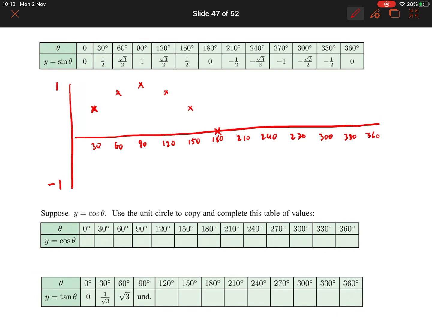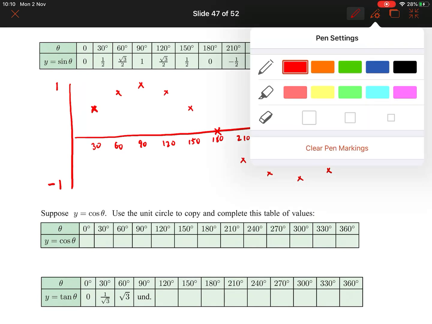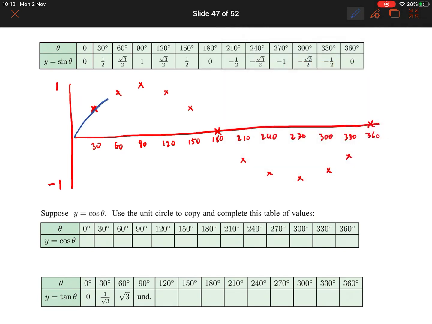You can see what's happening. Sine of 180 is 0. Sine of 210 is minus a half. Sine of 240 is minus 0.866. Sine of 270 is minus 1. Sine of 300 is the same as sine of 240. Sine of 330 is the same as sine of 210. And so this is what we're getting.